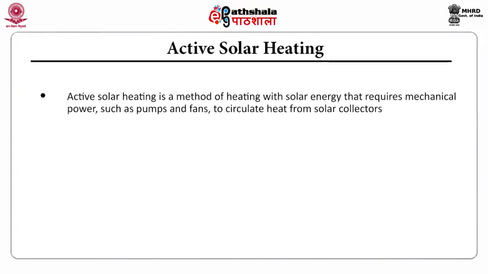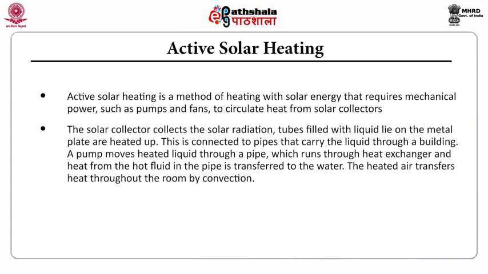Active solar heating is a method of heating with solar energy that requires mechanical power such as pumps and fans to circulate the heat from the solar collector. The solar collector collects the solar radiation; tubes filled with liquid lying on the metal plate are heated up. This is connected to pipes that carry the liquid through a building.